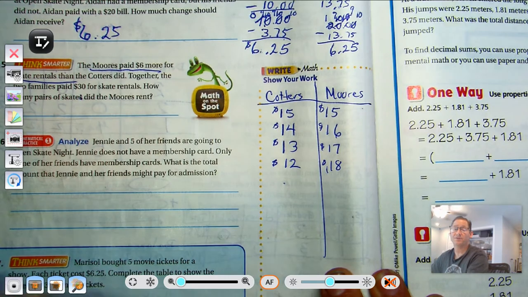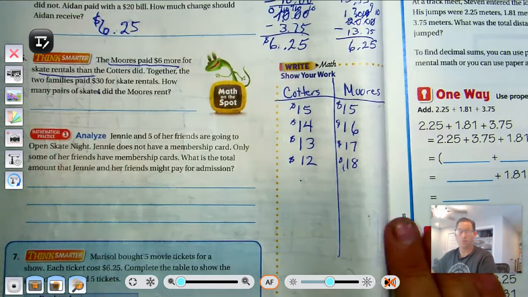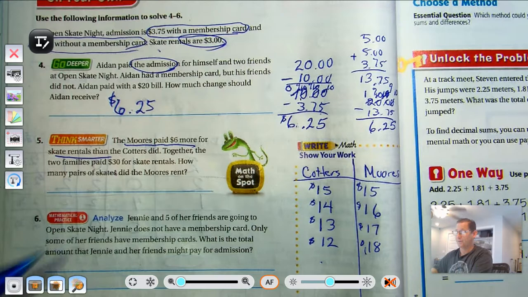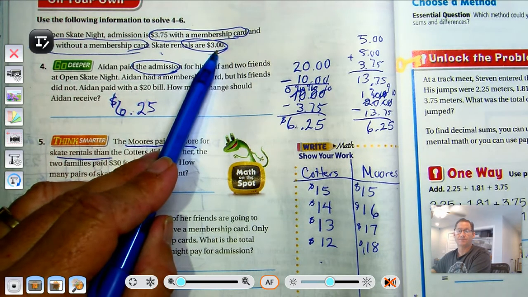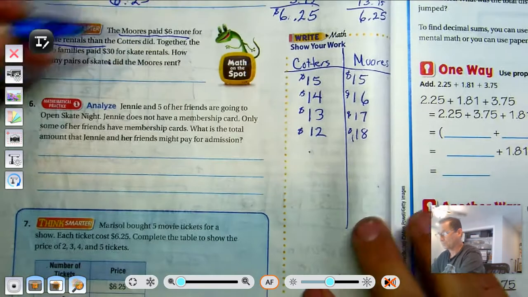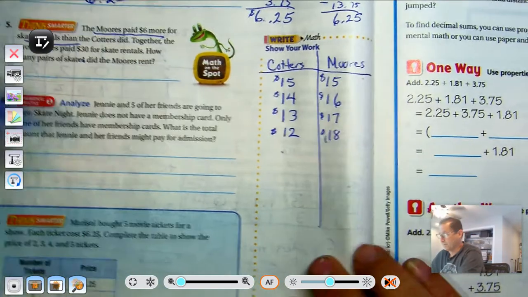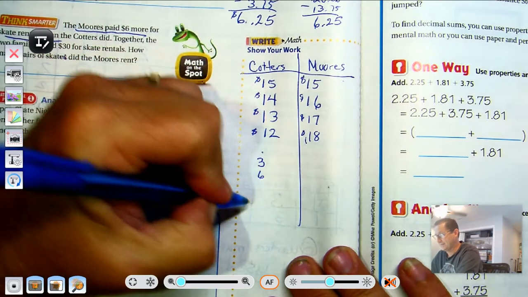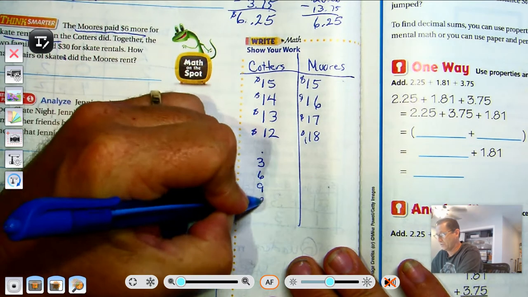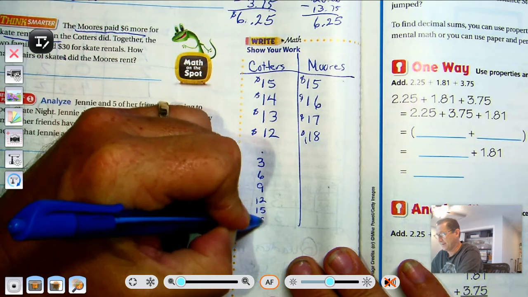So how many pairs of skates did the Moores buy? Well, how much were the skates? The skate rentals are $3. So 3, 6, 9, 12, 15, 18.